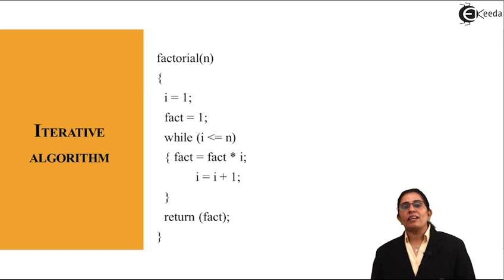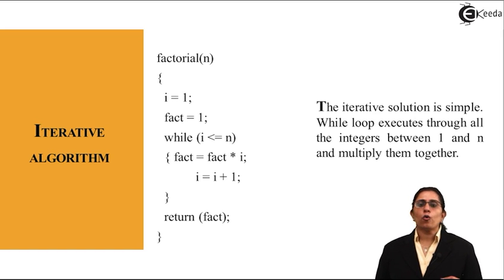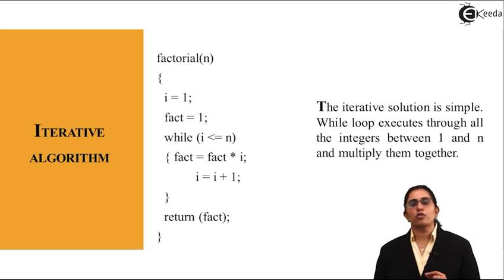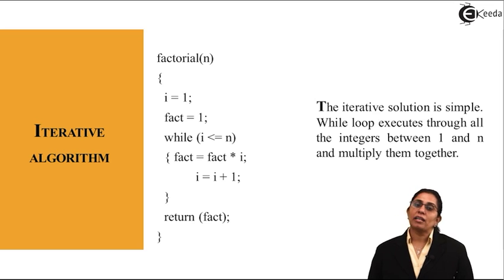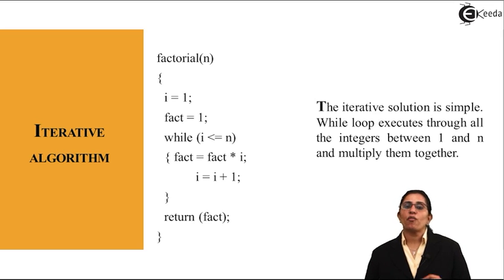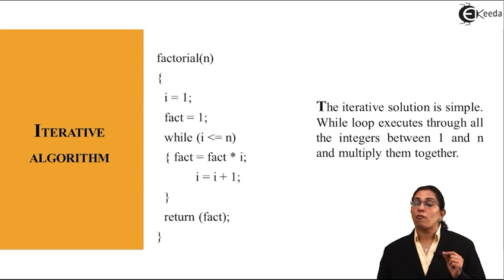Now the iterative solution is simple. The while loop executes through all the integers between 1 to n and multiplies them together. The value of n we have is 5, so this loop will execute till the value of i becomes greater than 5, and it will give me the value of 5 factorial, which is 120.